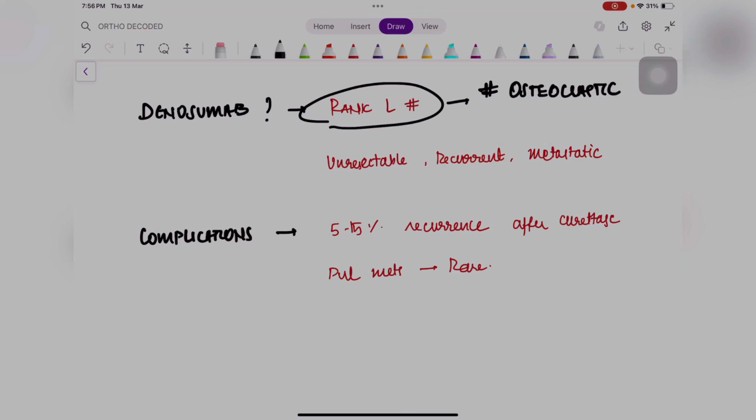Thereby, it helps in preserving the bone. So it can be used in unresectable tumors, recurrent tumors or metastatic tumors. So then what is the complication of this GCT? So the complications are, recurrence is a rare complication. In 5 to 15% of the patients, recurrence can occur after curettage, but pulmonary metastasis is very rare in these patients.